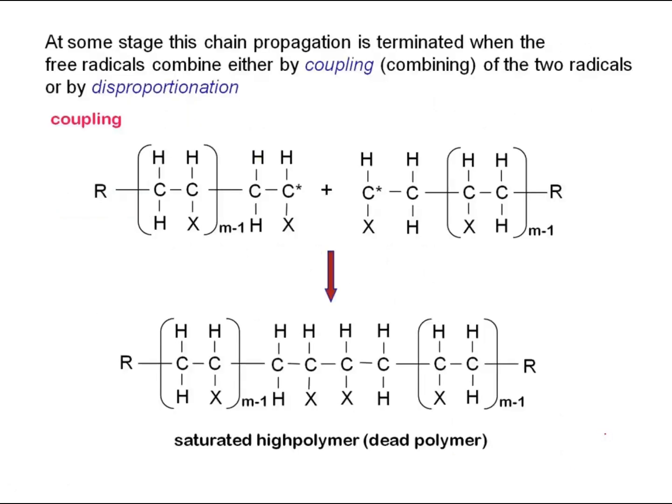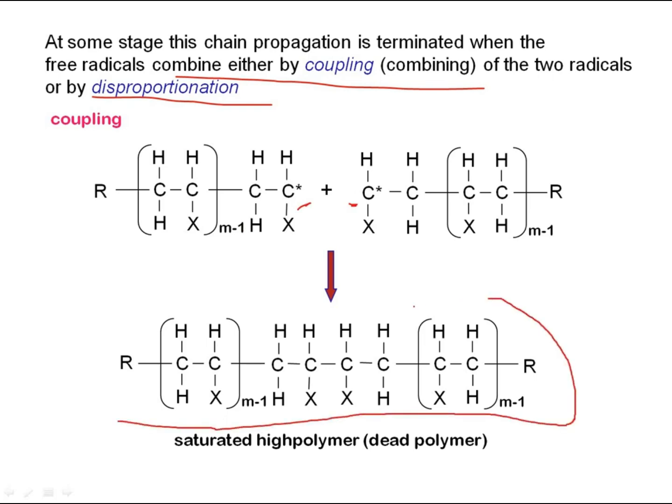And the last step, termination, the chain termination reaction. Here the chain termination can be done by two methods, either by coupling the two radical chains or by disproportionation reaction. In coupling, two radicals come together and form a long chain. This is one radical chain and this is another radical chain, and they combine to form a saturated long chain polymer. This is coupling, the combining together of two radical chains.